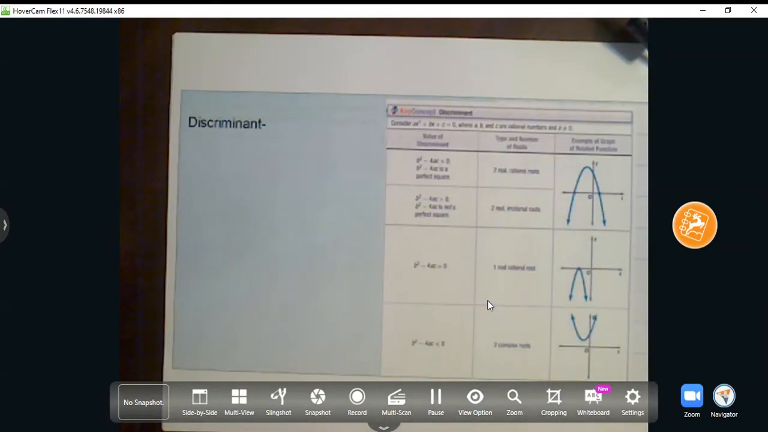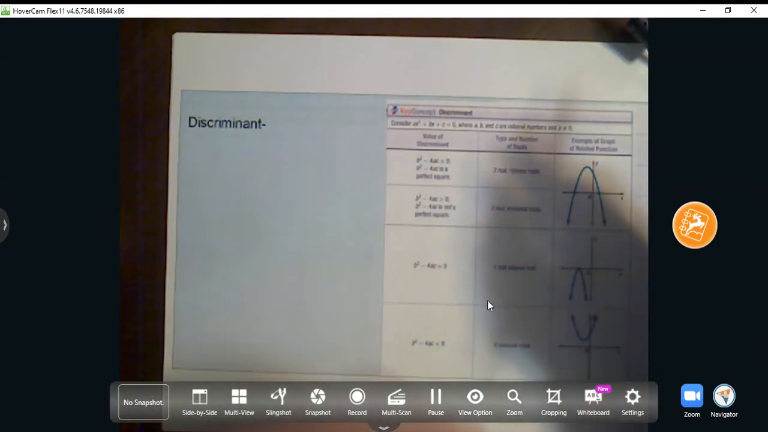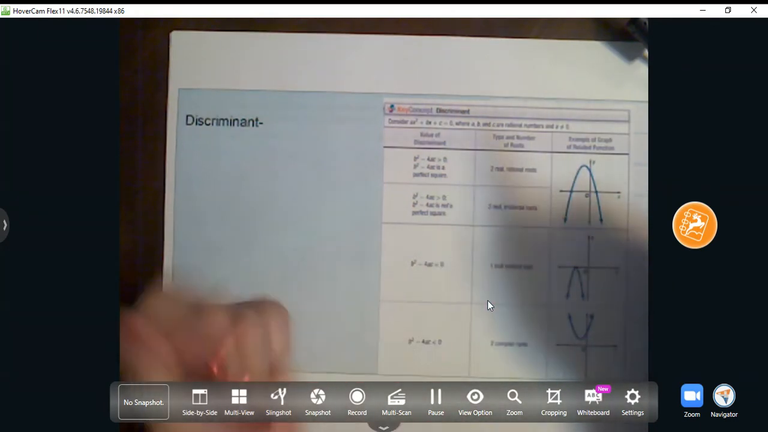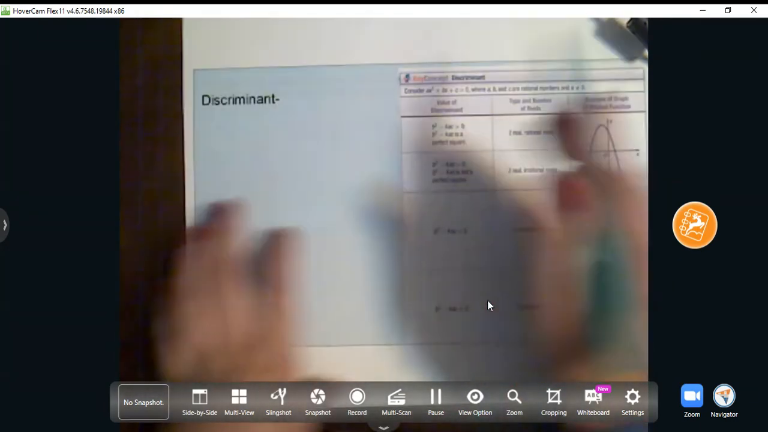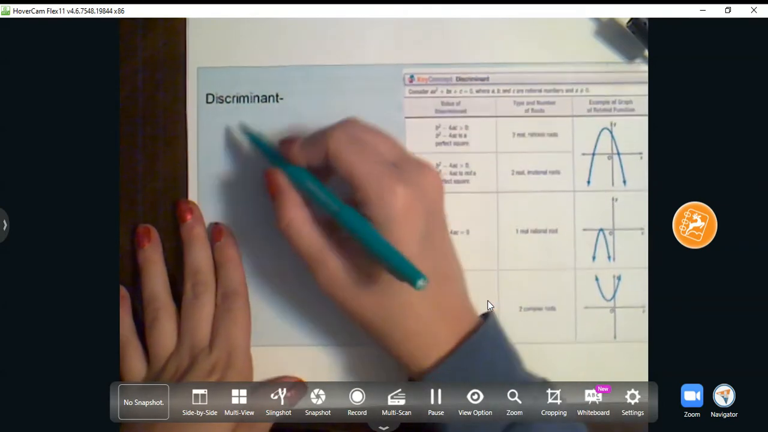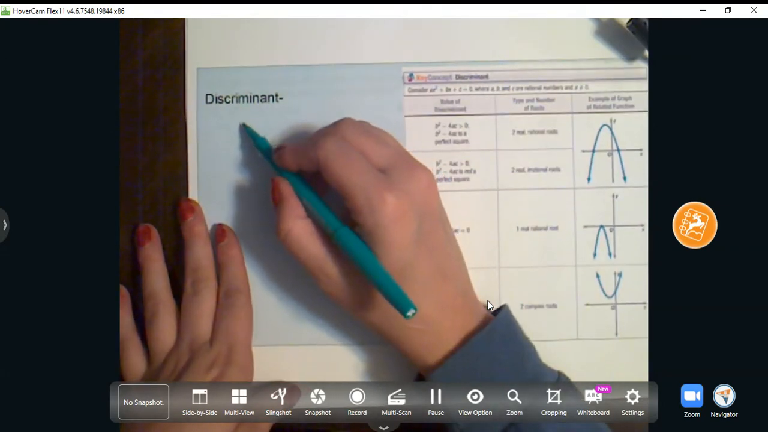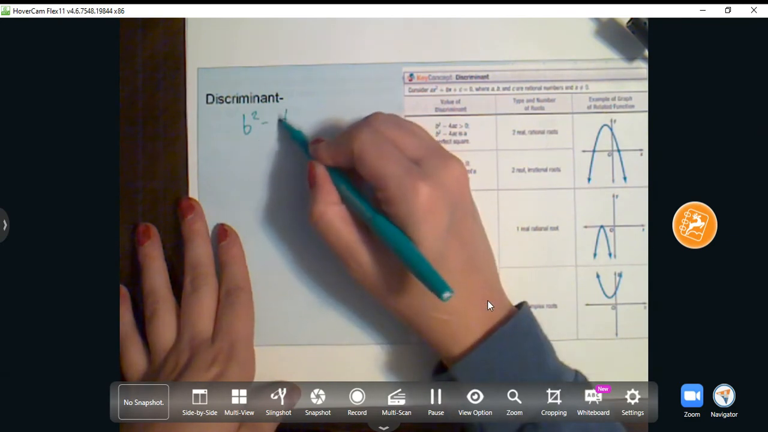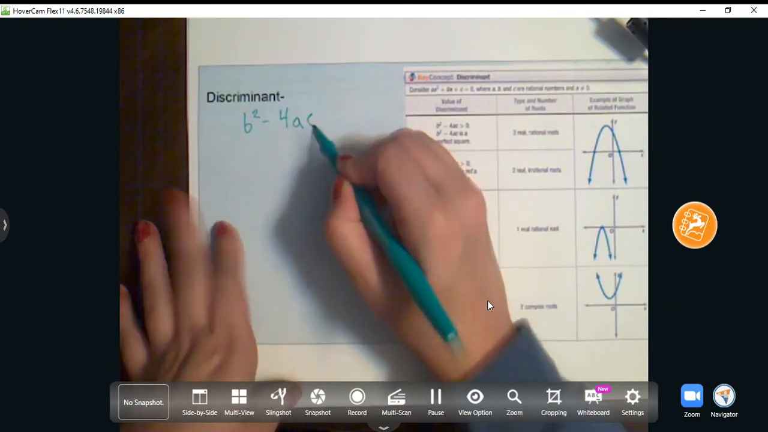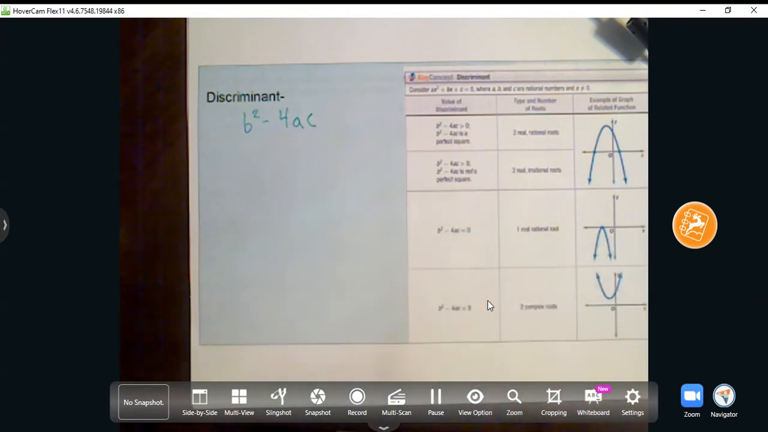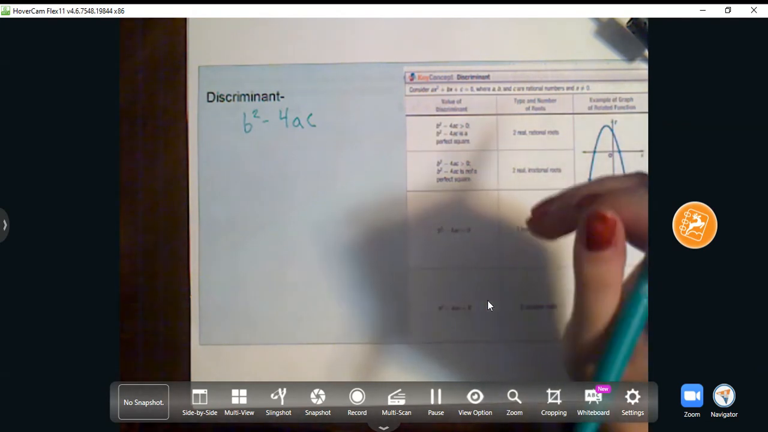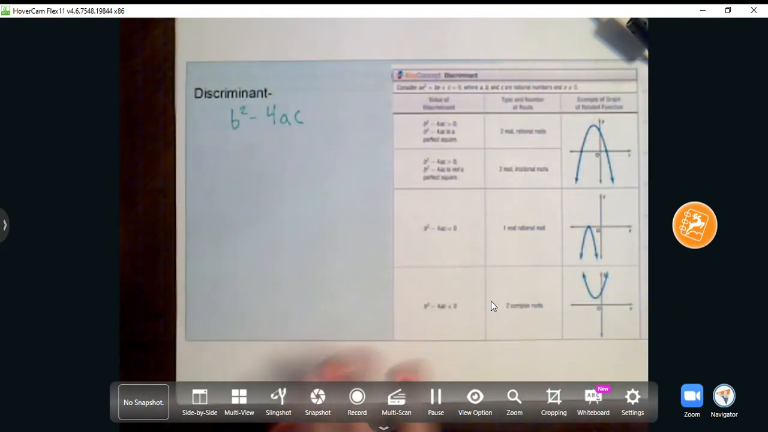All right, so we've looked at a couple of examples now. So our discriminant is going to be that thing that's underneath our radical. So remember that our radical is the square root of b squared minus 4ac. And that part by itself is called our discriminant. And it's important because it tells us a couple of different things.